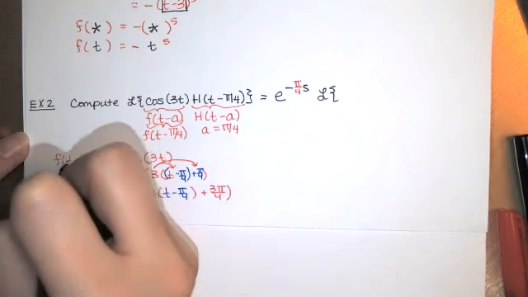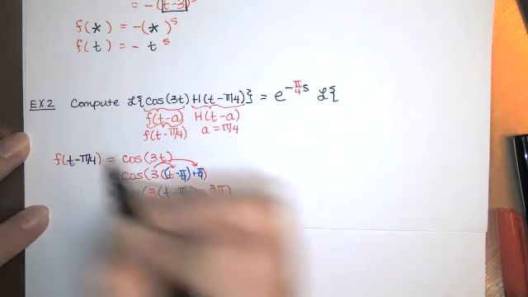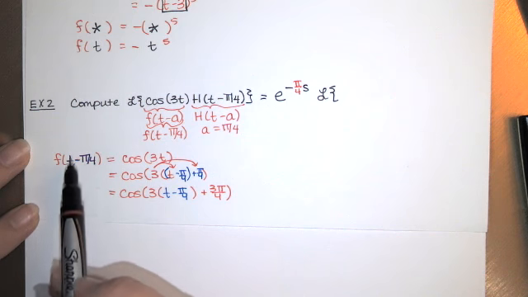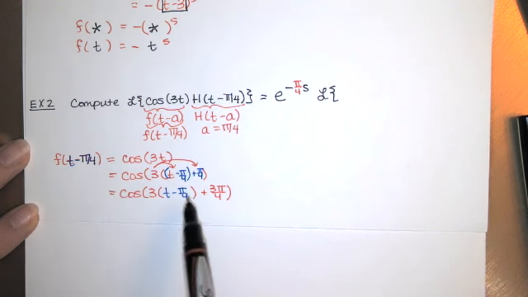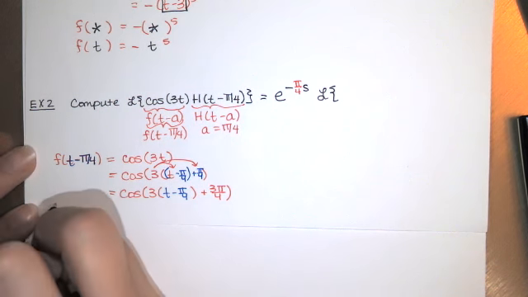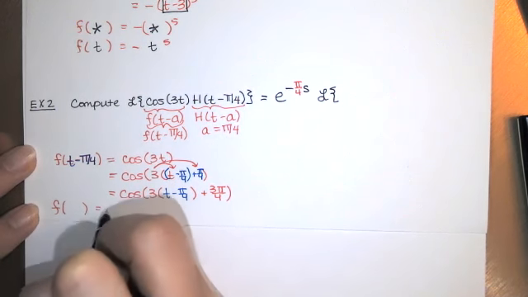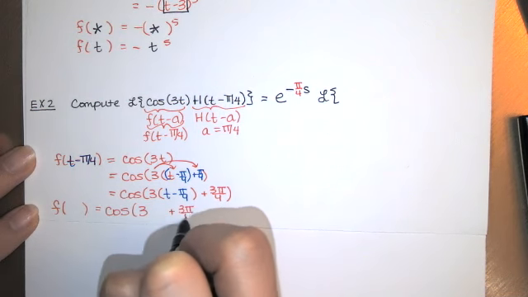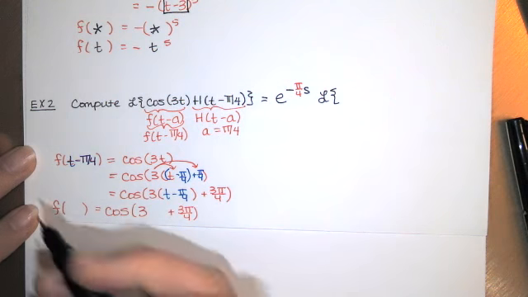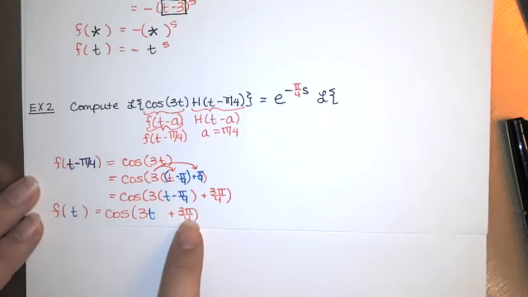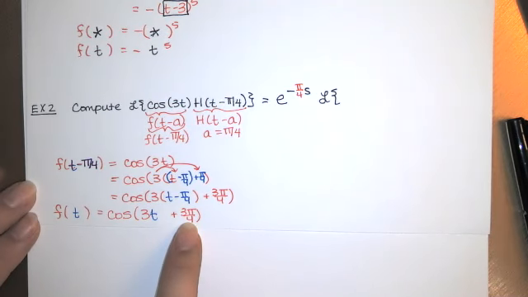So I've got a t minus pi over 4 here now and a t minus pi over 4 here, and that gives me this result. This function is taking the input t minus pi over 4, multiplying it by 3, adding this 3 pi over 4 to it, and then taking the cosine of the result. So for a general input, it's going to take that input, multiply it by 3, add 3 pi over 4, and then take the cosine of the result. So if my input is t, I end up with cosine of 3t plus 3 pi over 4.